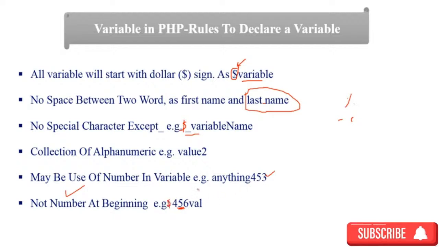You have to also use a $ sign. $ sign is necessary. So this is a case sensitive variable. For example, num and Num are two different variables, not the same. So these are different rules and regulations about declaration of variable in PHP. Now I provide different examples in Visual Studio Code to clear your concept.